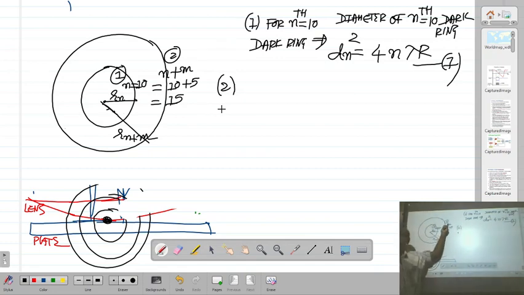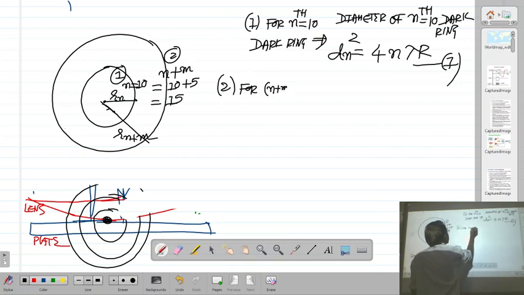The second dark ring I am considering is of the order n plus m. Now n is 10. Suppose I take m equal to 5, then that is the 15th dark ring, and its radius is r(n+m). So what will be the diameter of this ring? I write for n plus m, that is 10 plus 5, the 15th dark ring.